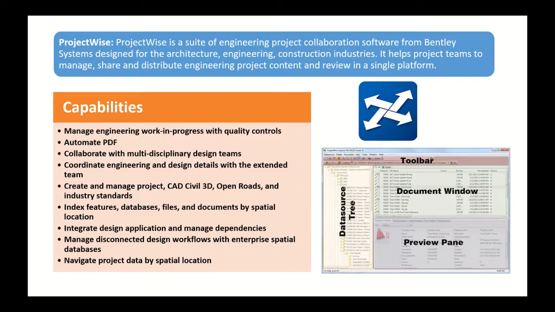Then automate PDF. You can create PDFs for review, and make markups also, and you can collaborate with multidisciplinary design teams. Suppose you are in the highway design field. There must be involvement of multiple disciplines, that is structures, drainage, and utilities teams. A few teams are there, so they must be connected for integral design.